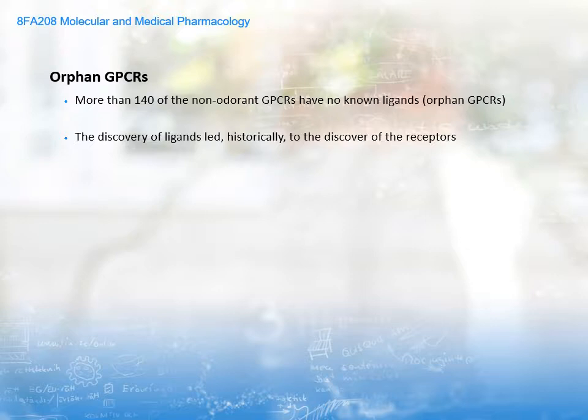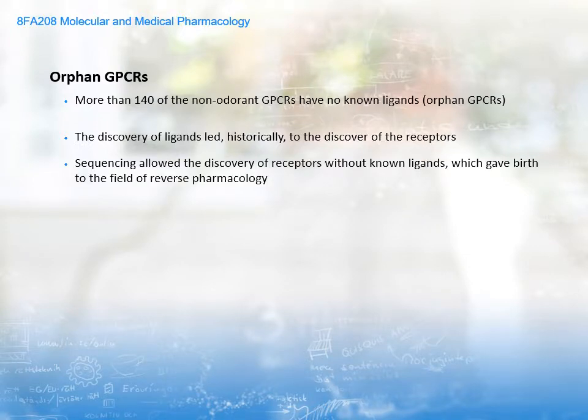Obviously, if you think in historical terms, what happened most of the time, at least in the 20th century, was that the ligands were discovered first, and then the receptors were discovered after. So the discovery of the ligands preceded the discovery of the receptors. With the sequencing of the human genome, there was a paradigm shift, because when the genome was sequenced, we could identify particular sequences because of their similarity to already known G protein coupled receptors that could be classified as such. But in this case, we had the receptor without the ligand.